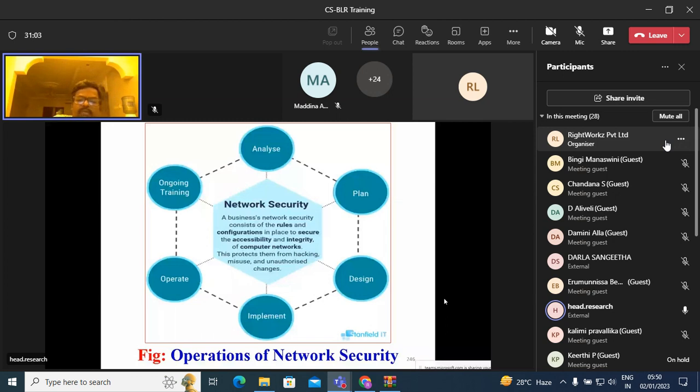So in order to perform the various operations of network security, we first analyze what type of attack happened and what the plan is to remove it and protect sensitive data. Then we design a network which can protect our sensitive data, and then the implementation, the operation, and ongoing training. These are the six operations of network security. Operations means some action, some function for a specific task: planning network security, designing, analyzing, implementing, operating and training.